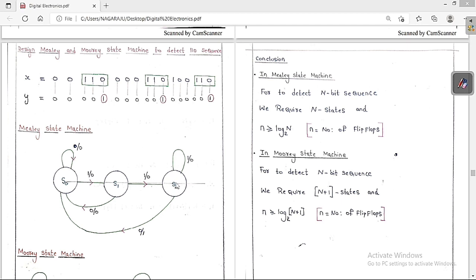Similarly, here, if the state is 2 and the input is 1, the output should be equal to 0, and if the input is 0, the output should be 1 and it has to go to state 0. So this is a circuit diagram, or we can say a Mealy state machine. So this we are going to get like this.